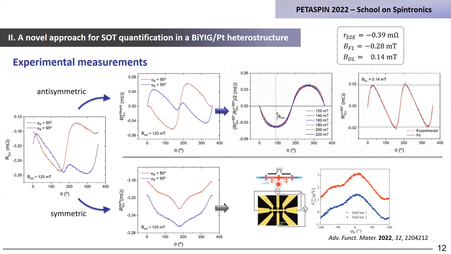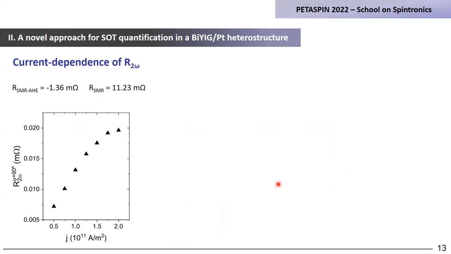Aiming to shed some light on this thermal effect, we have measured the second harmonic at phi equals 90 degrees as a function of the current. And contrary to the linear behavior expected, we can observe deviations from linearity at high current density, where moderate Joule heating is anticipated to occur.